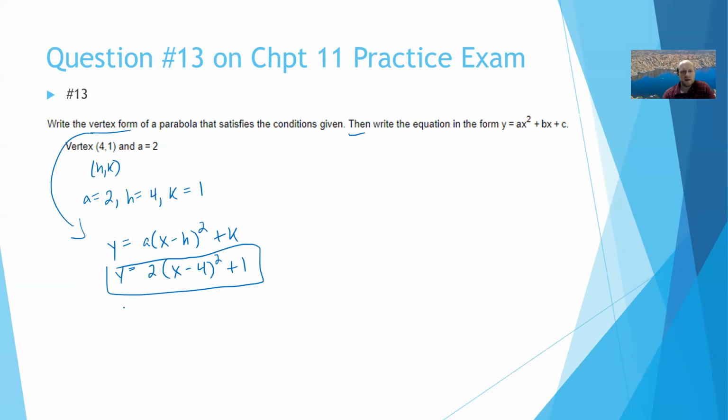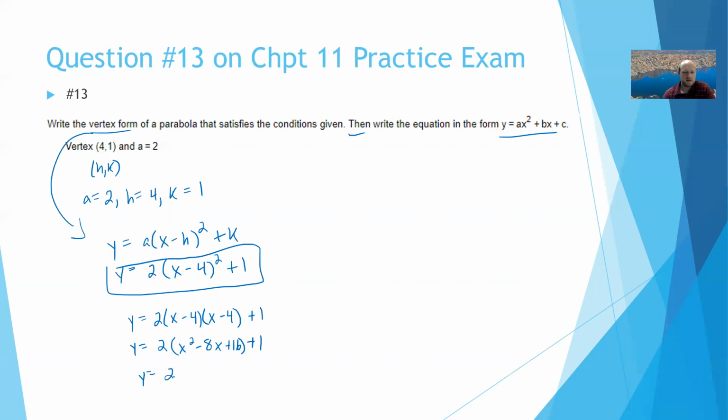Okay, now to find the equation in our standard form, all I do is I take the vertex form and I simplify it. So I'm going to write out x minus 4 times x minus 4. So I have 2 times x minus 4 times x minus 4 plus 1. And then I just keep simplifying. So let's FOIL these two, the x minus 4. That would give us x squared minus 8x plus 16.